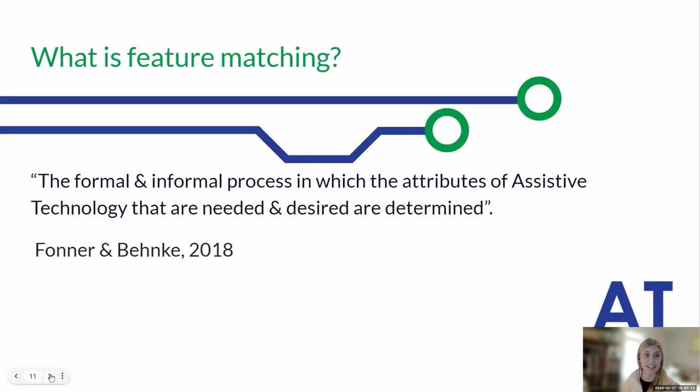All right, so what is feature matching? Feature matching is the formal and informal process in which the attributes of assistive technology that are needed and desired are determined. That's your formal definition, and we're going to unpack that as we go along.